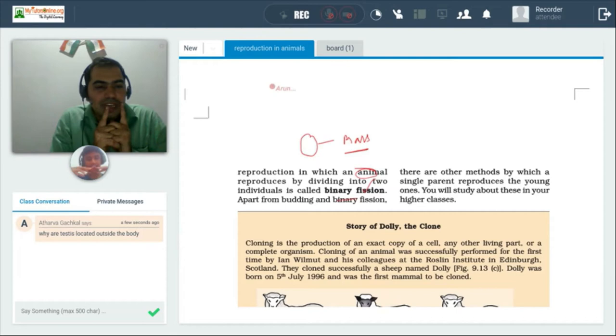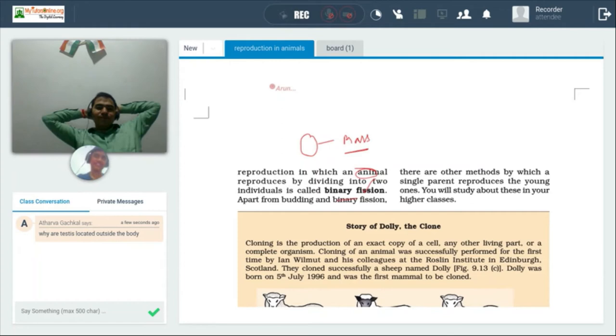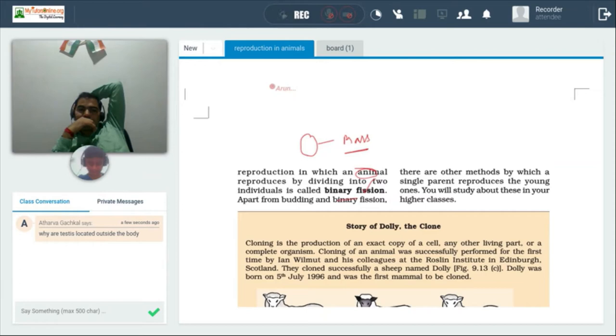Then tell me how asexual reproduction happens in case of amoeba. First there will be just an amoeba, then the nucleus will start dividing, and then after that it starts separating its body, and a new amoeba will come, but it will be joined. Then after some time it will get detached and it will be a daughter amoeba. Well, fine.